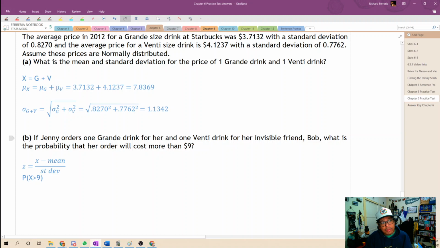Now we're going to want to use a z-score here, so z is x minus mean over standard deviation. We're interested in $9. The mean is 7.8369. And the standard deviation is 1.1342. And that gives me a z-score of 1.025. Now we can put that into our probability statement. We want the probability that a z-score is greater than 1.025.